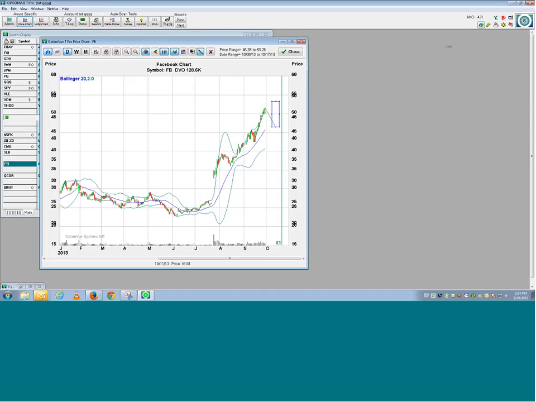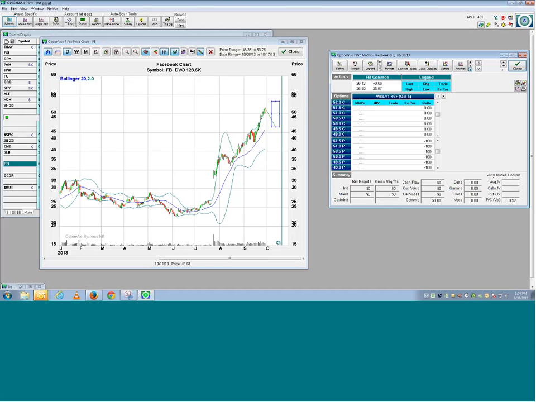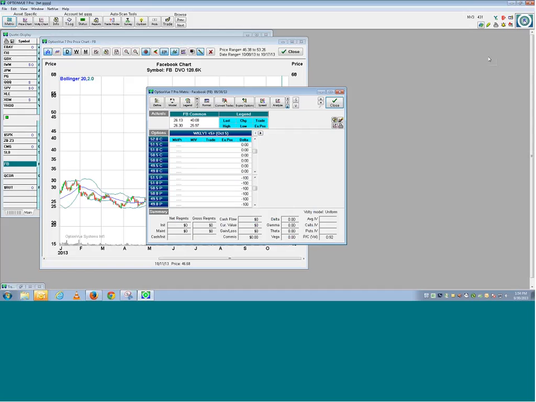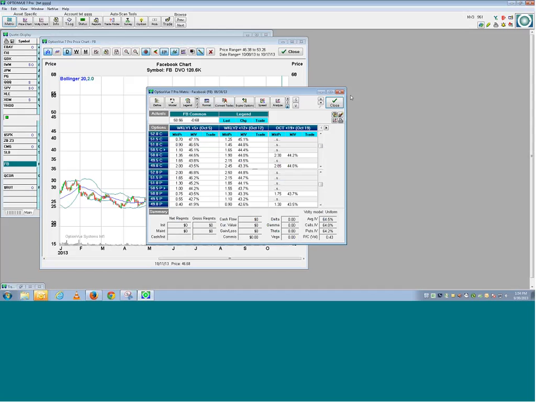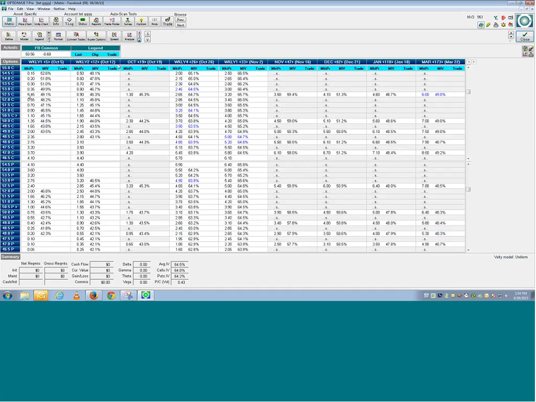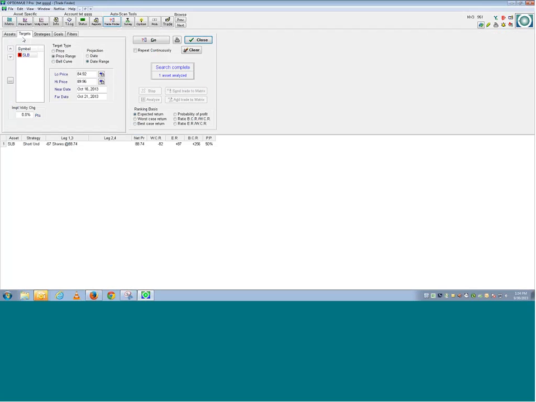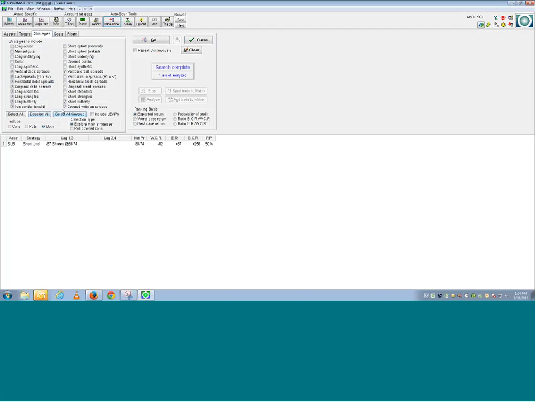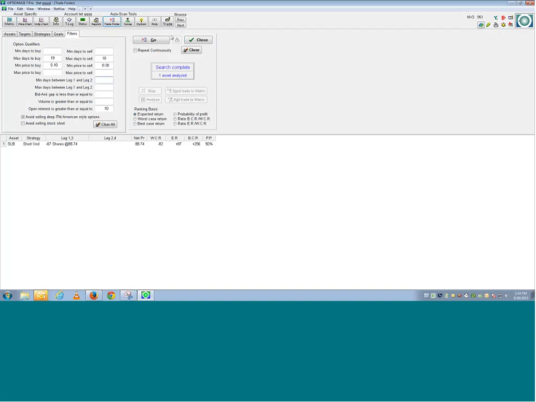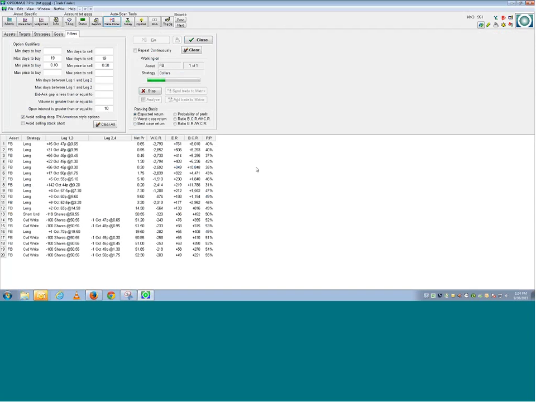Okay, so let's see here. All right, let's go to Matrix. Bring in some real-time data. Okay, we've got some weeklies going on in here. October 26th. Okay. TradeFinder. Assets. Target. There's our box. Strategies. Select all covered. Goals. Filters. Hit go. Again, no slippage here.